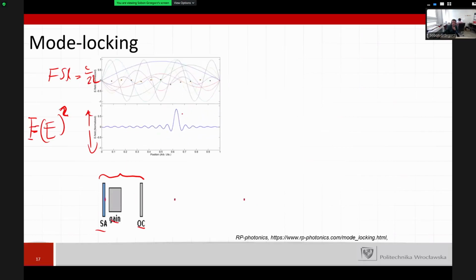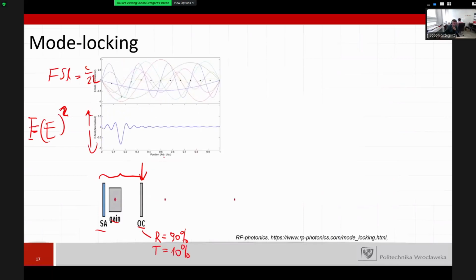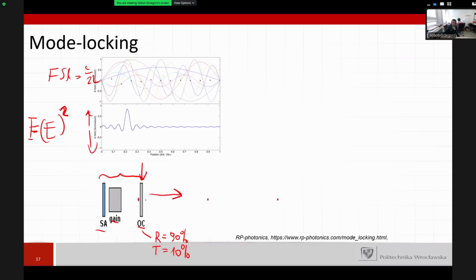So at the point where this pulse hits the output mirror, this output coupler, just a small portion of light is extracted from the resonator because the output coupler can have a reflectance factor of, let's say, 90%. So it means that 10% of the power will be transmitted. So it means that 10% of the power of the pulse will be outcoupled from the laser, and this will create our output, and the rest will stay in the resonator and be amplified again.